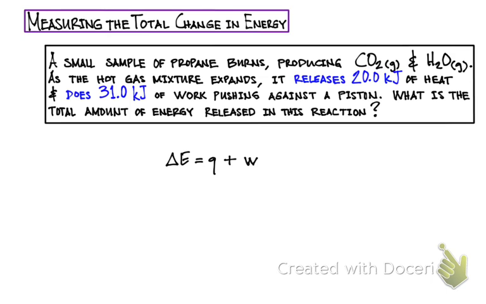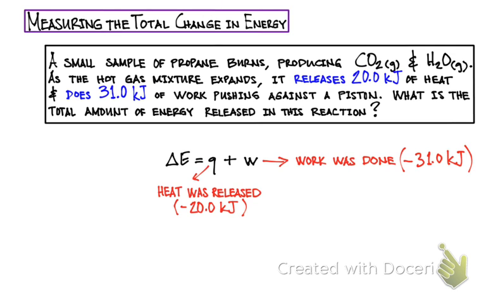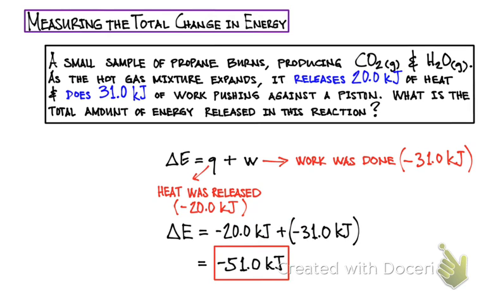Since it's asking for the total amount of energy released, given the amount of heat and work, we can use this equation shown here. Since heat was released, we give it a negative sign, negative 20 kilojoules. And because work was done by the system, the chemical reaction, we give it a negative sign, negative 31 kilojoules. Plugging these numbers into the equation gives us negative 51 kilojoules. Again, the negative sign indicates that energy was released in the amount of 51 kilojoules.